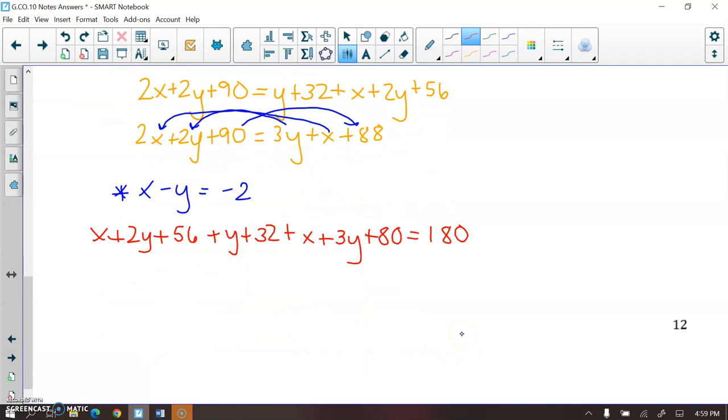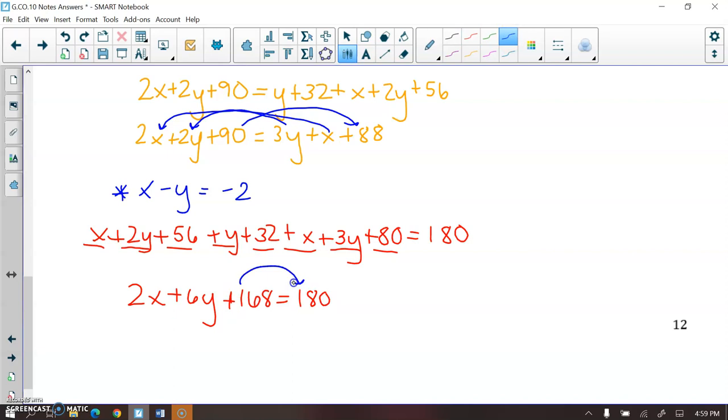All right, simplifying from here, I have an x plus another x, so that's a 2x. I have a 2y plus a y, that's a 3y, plus another 3y, that's a 6y. And then I have a 56 plus a 32 plus an 80, which is a 168. And putting this into standard form, I'm going to want to get this 168 over to the other side. So I subtract that over, and I wind up with this.